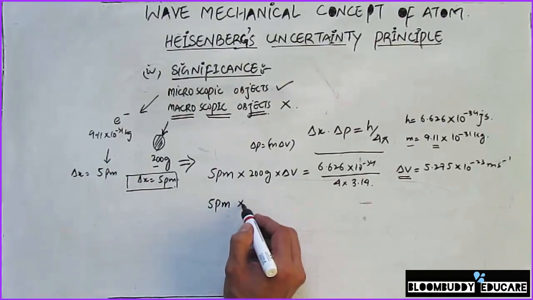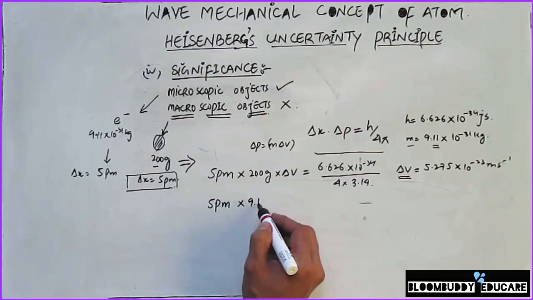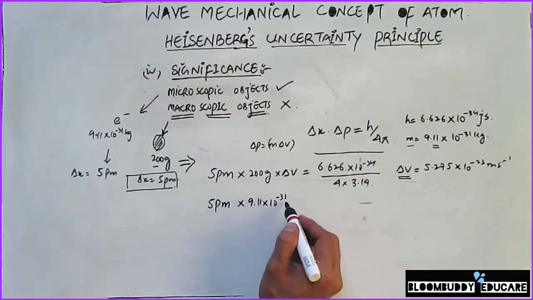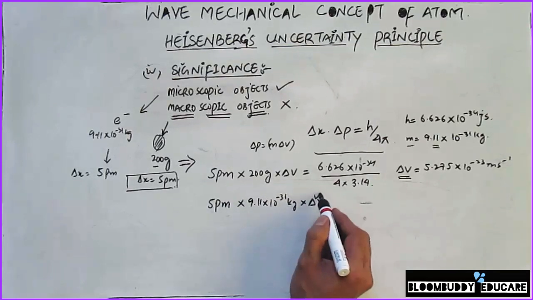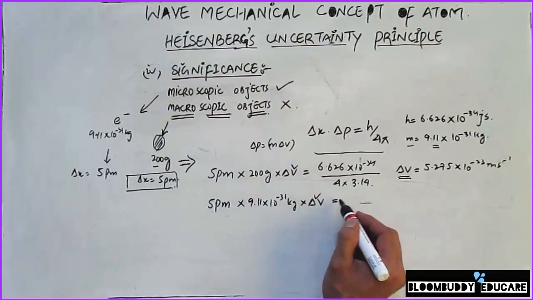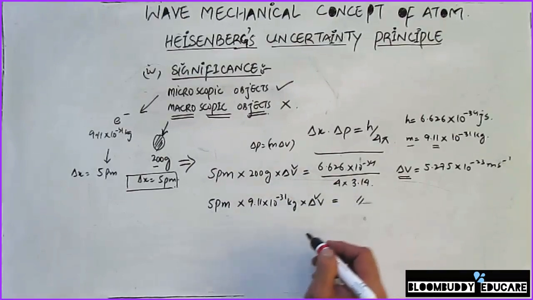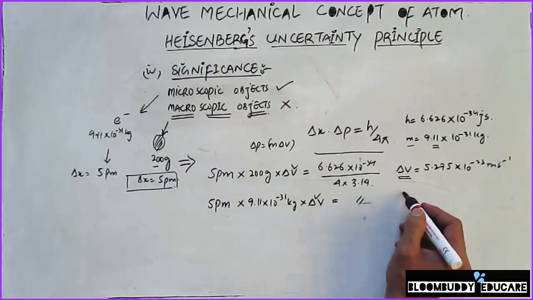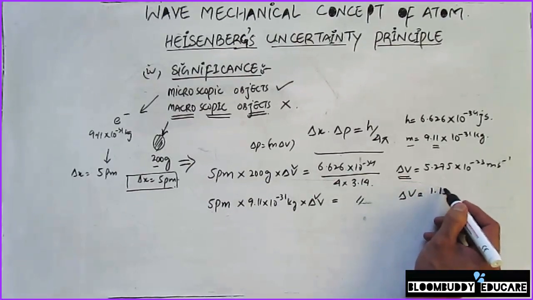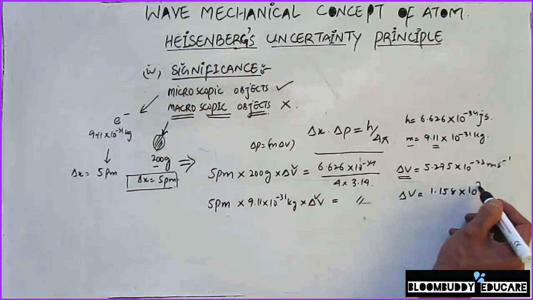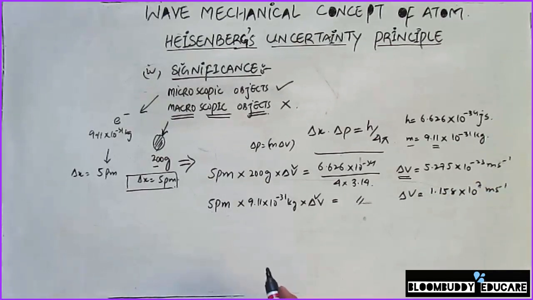that's 5 picometer, into the mass of an electron, that's 9.11 into 10 to the power minus 31 kg, into the uncertainty in the velocity that we have to calculate, will be again equal to the same value. And upon calculating delta v, it will be equal to 1.158 into 10 to the power 7 meter per second.